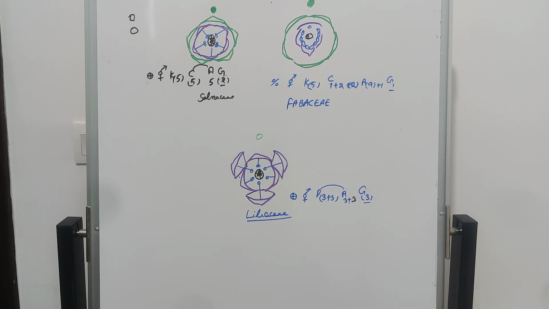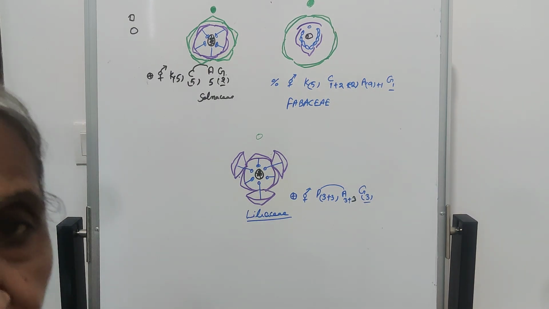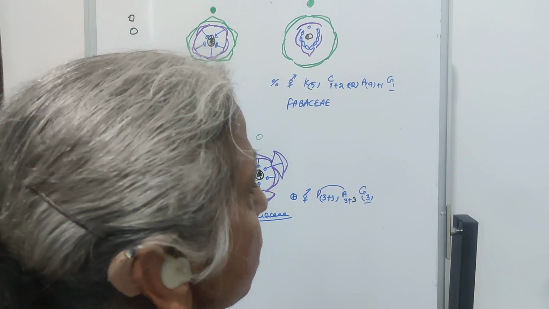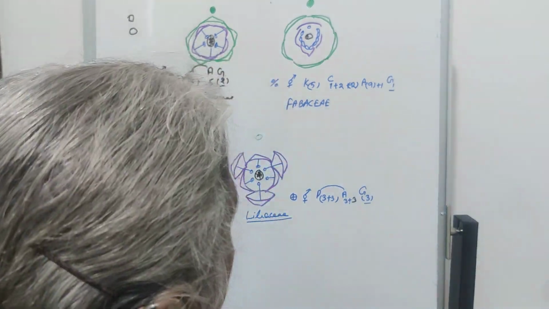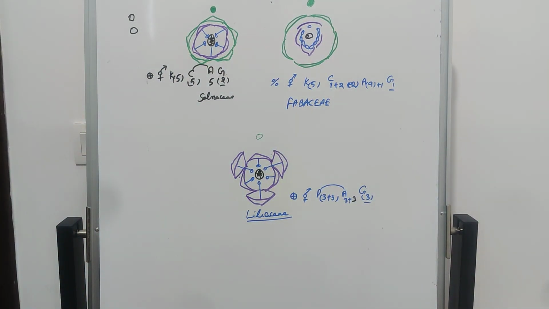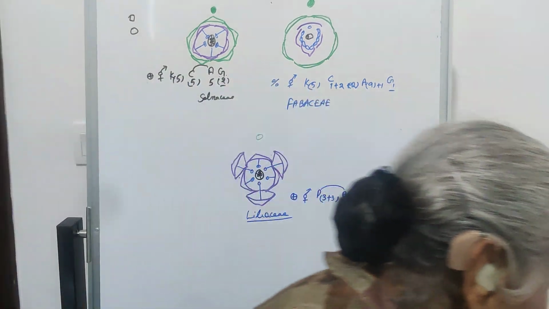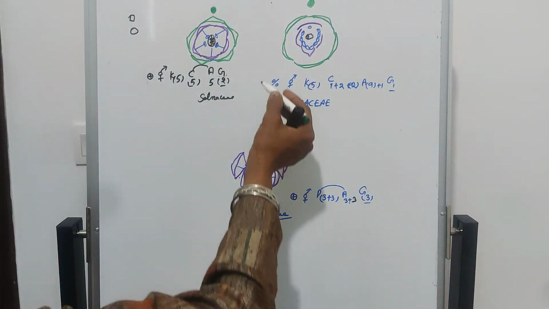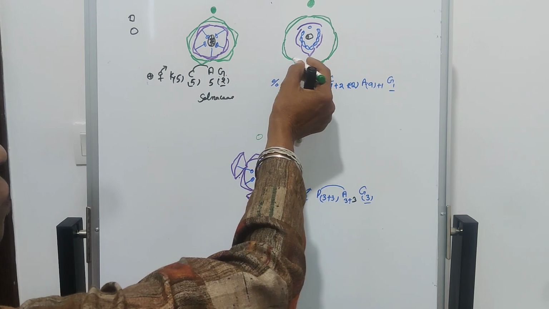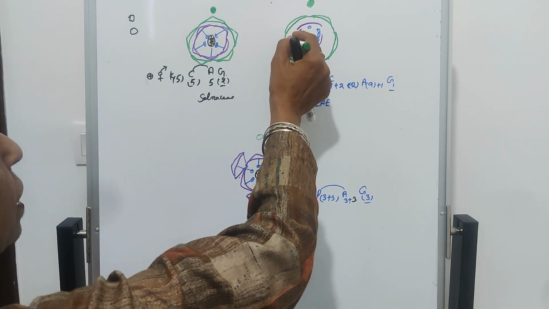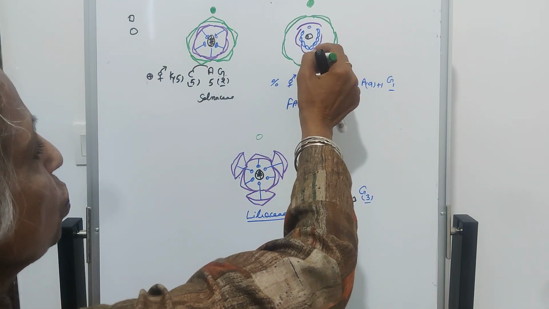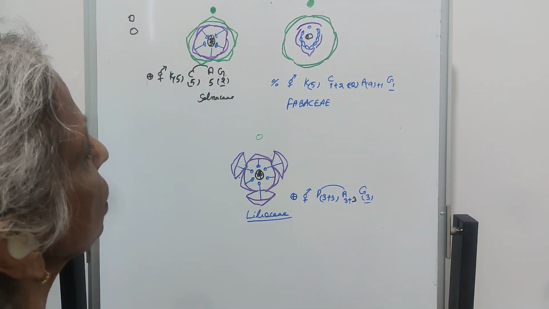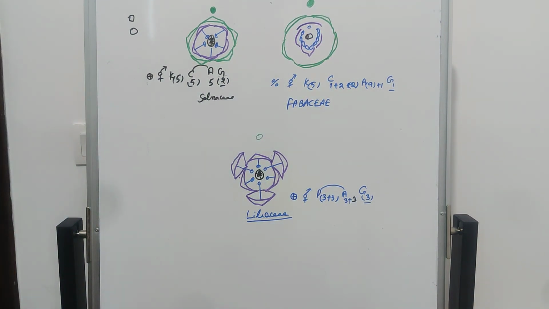Now we come to the family Fabaceae. Fabaceae is also called Papilionaceae, and it is also the family Leguminosae. In this case, what happens? 5 sepals are there, and I have drawn these green colored 5 sepals. Their ends are joined to show their united condition, the condition is gamosepalous.